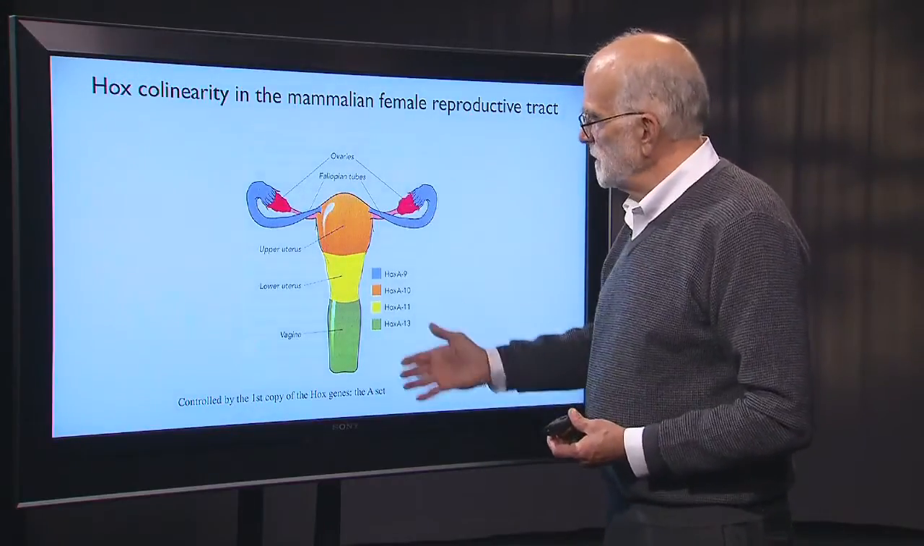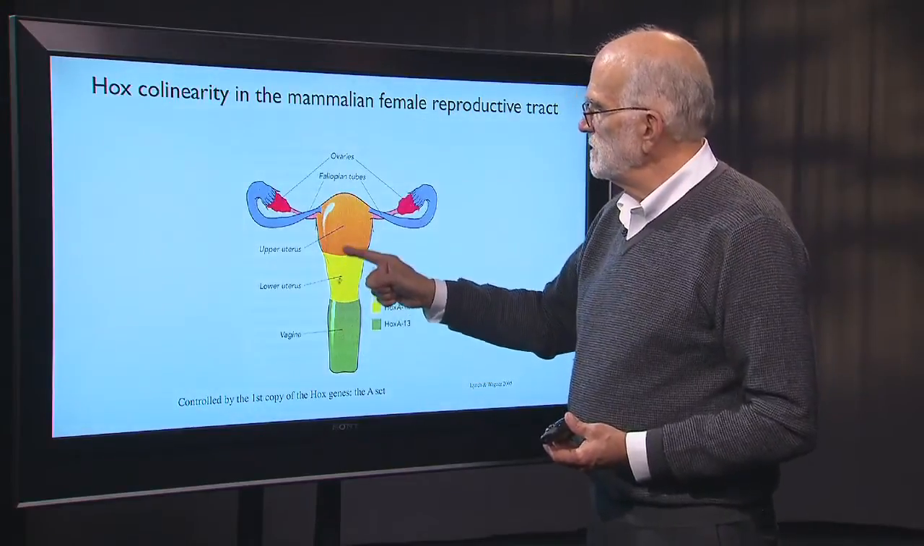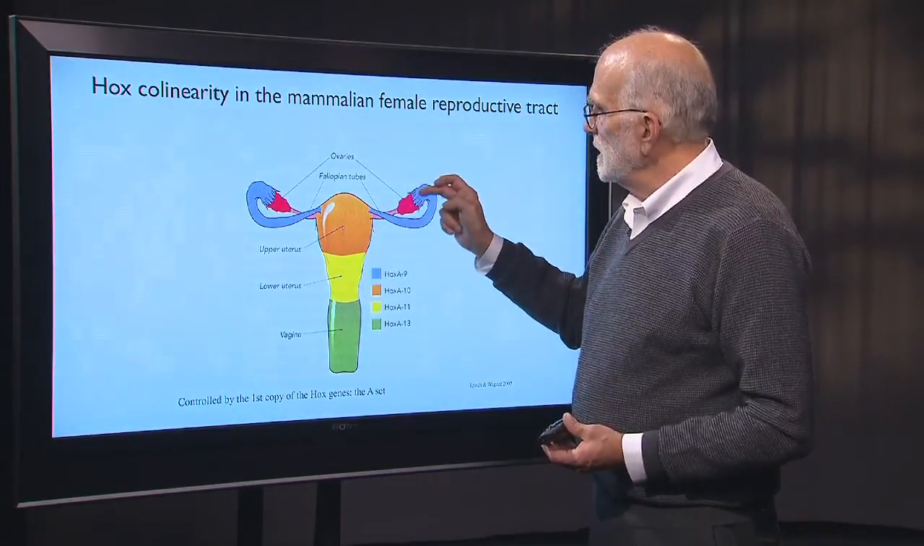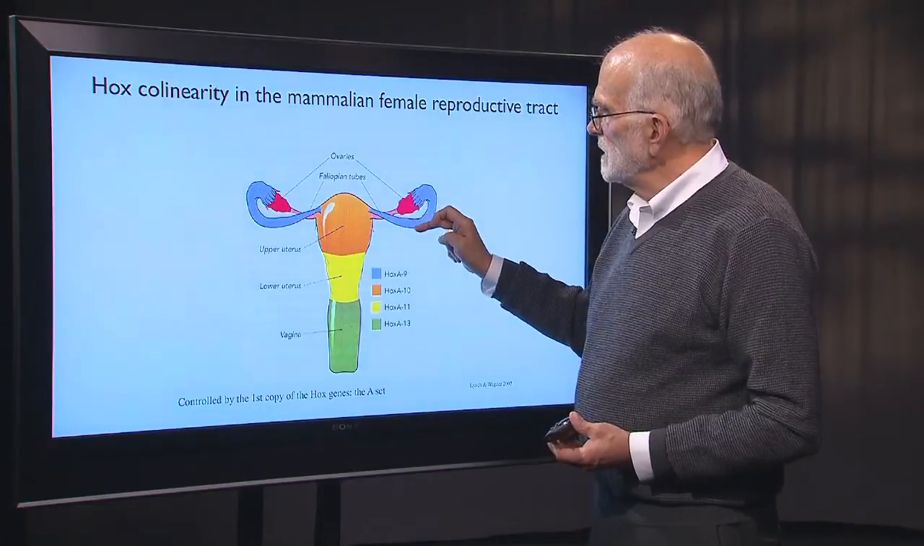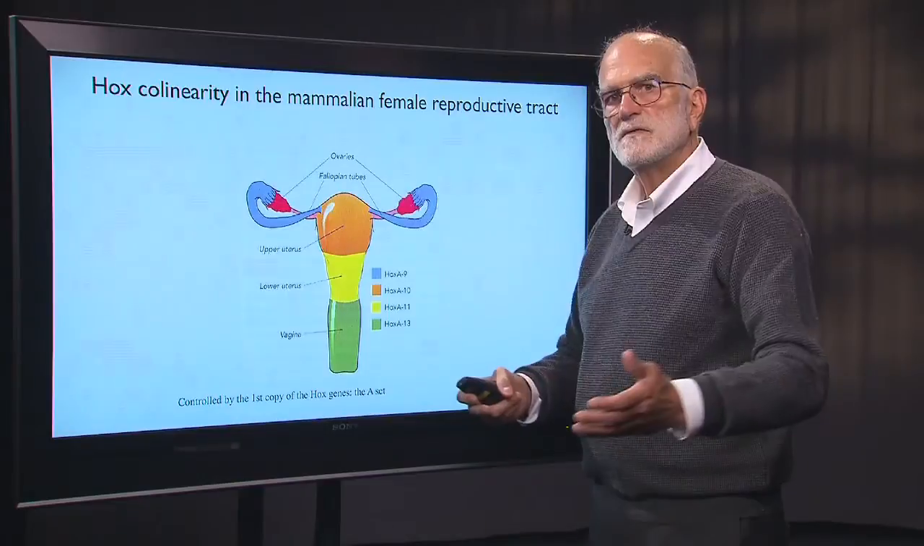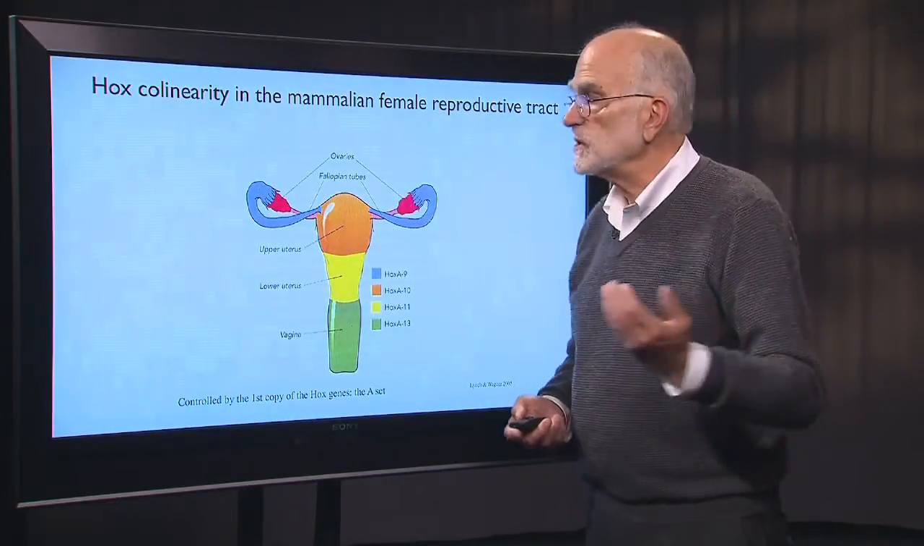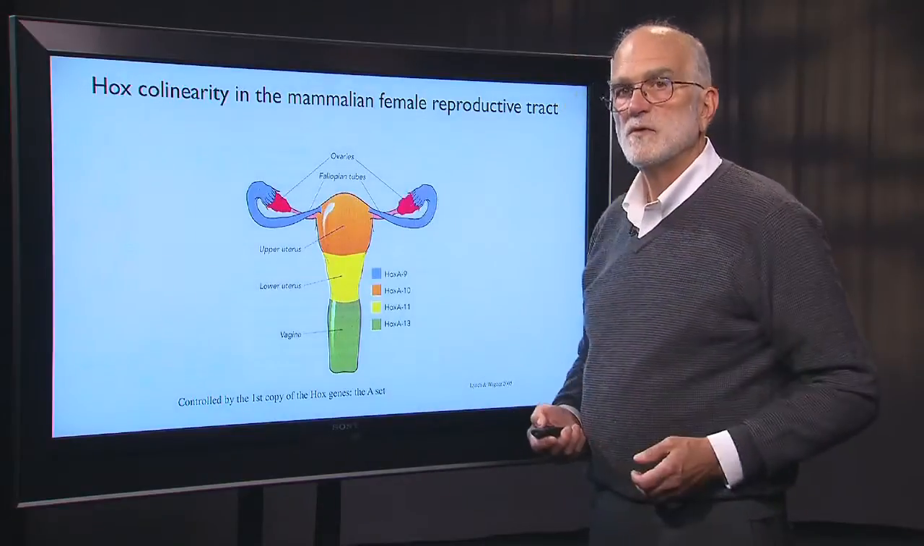And look at the sequence. This is A13, this is 11, this is 10, and this is 9. So again, we have collinearity. That same battery of control mechanisms is being redeployed to help create a new structure, the mammalian female reproductive tract.